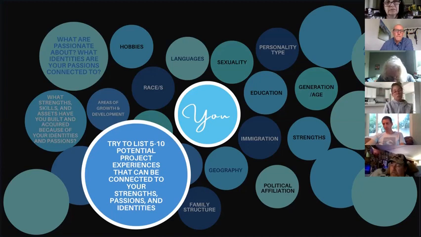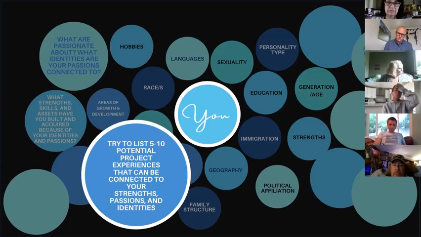So I think Max kind of brought us into, as he was talking about his communities, this idea of potential projects. So we're going to give you a minute, because we want this to be a fast jot down, a list of 5 to 10 potential project experiences that can be connected to your strengths, passions, and identity. Look at everything that you've written down, and just super quick, it doesn't have to be fleshed out, just some ideas like, ooh, I would love to do a project about this, that, or the other. And Max, I'll let you do your examples.